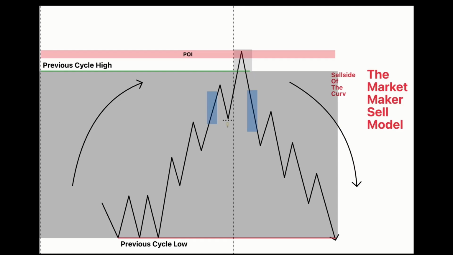equilibrium gives us everything we need to know when it comes to determining if the opposite side of the range, meaning the previous cycle high, got taken, and now we can determine whether or not the previous cycle low is likely to get taken out.